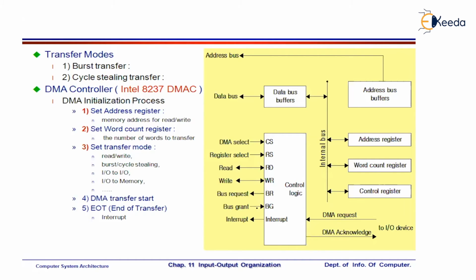We're going to discuss about these connections in a short while. Okay, and it uses 3 registers: address register, word count register, and a control register. There are inputs, that is DMA request. There is a peripheral device. That peripheral device sends a DMA request. The moment CPU releases the buses, the DMA controller is going to say DMA has been acknowledged to the IO device. Let us start the description of the DMA controller.